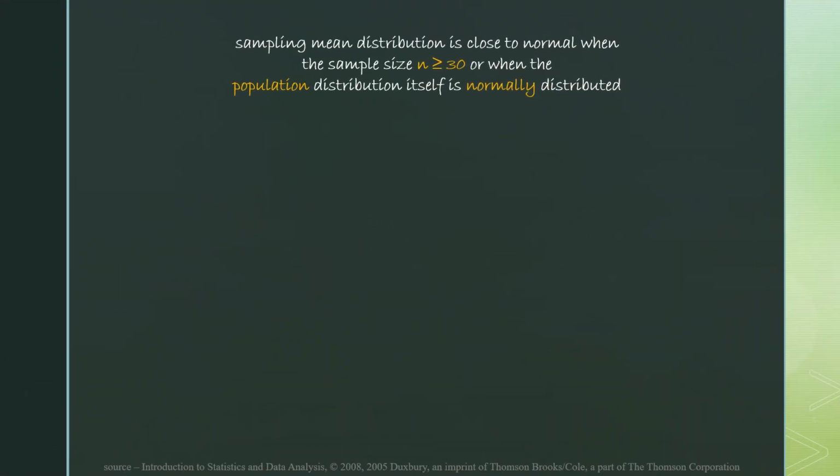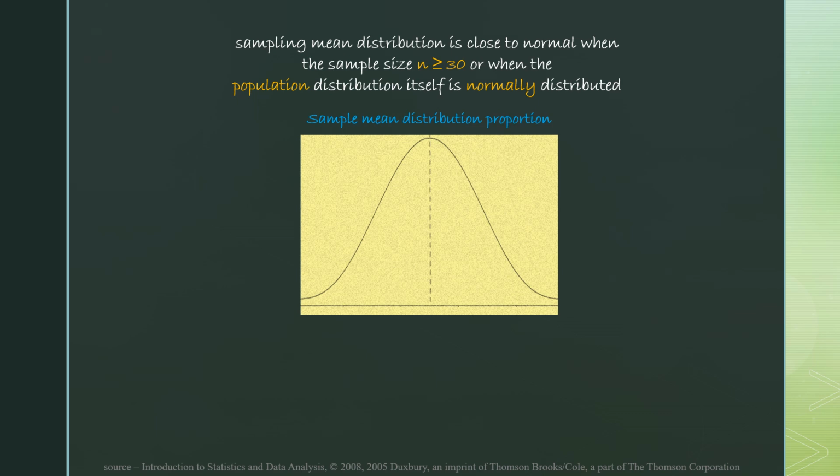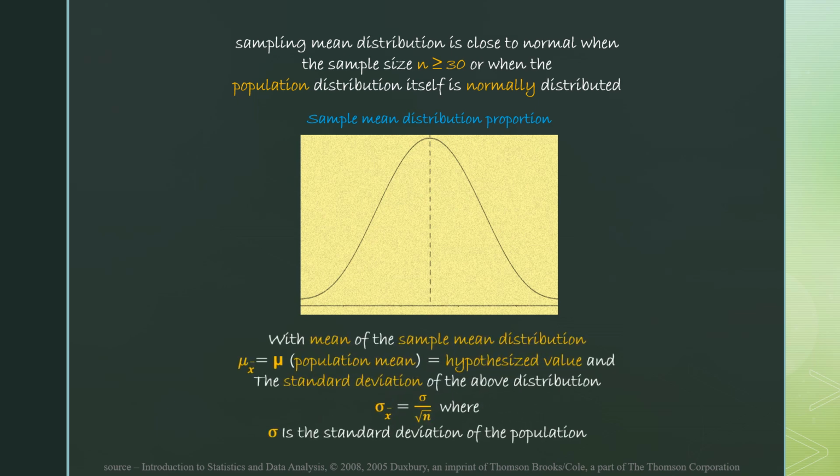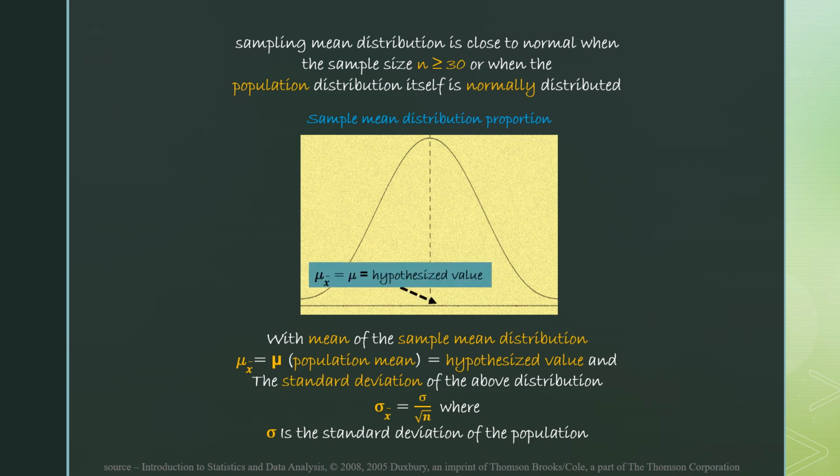Please recall, the sampling distribution of the sample mean is close to normal when the sample size n is greater than or equal to 30, or when the population distribution itself is normally distributed. The mean of the sample mean distribution, mu x bar, equals mu, that is the population mean, which also equals the hypothesized value, for the same reasons that we discussed in the case of the sample proportion distribution. The standard deviation of this distribution, sigma x bar, equals sigma divided by the square root of n, where sigma is the standard deviation of the population.